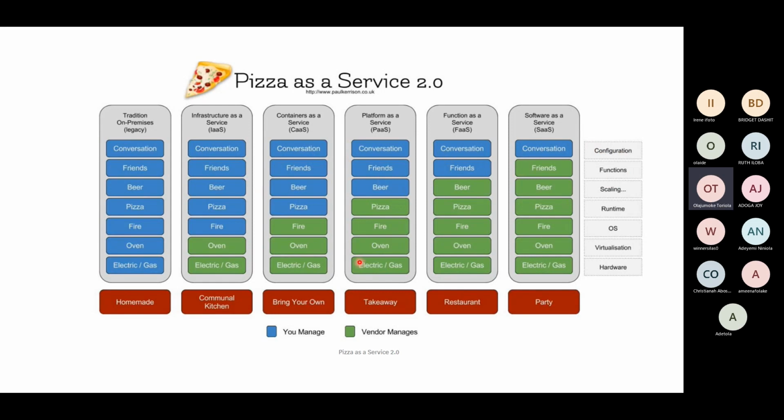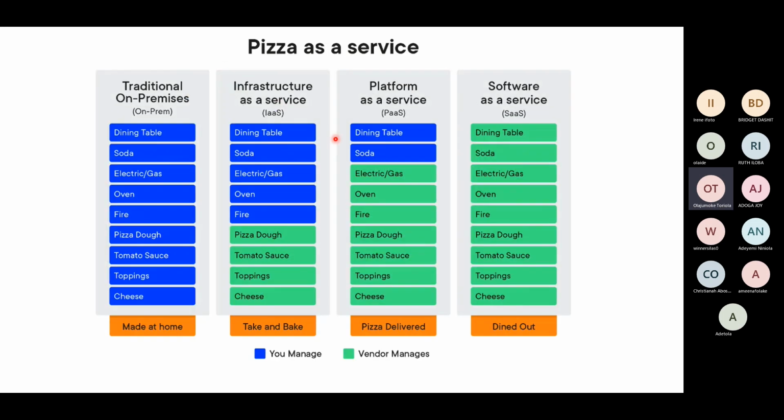But the only thing I want you to pay attention to is this other one that is added, which is container as a service and function as a service. But this is most times applicable when you're talking about an AWS environment. The one that will be most applicable to you is this pizza as a service that I want you to pay attention to.